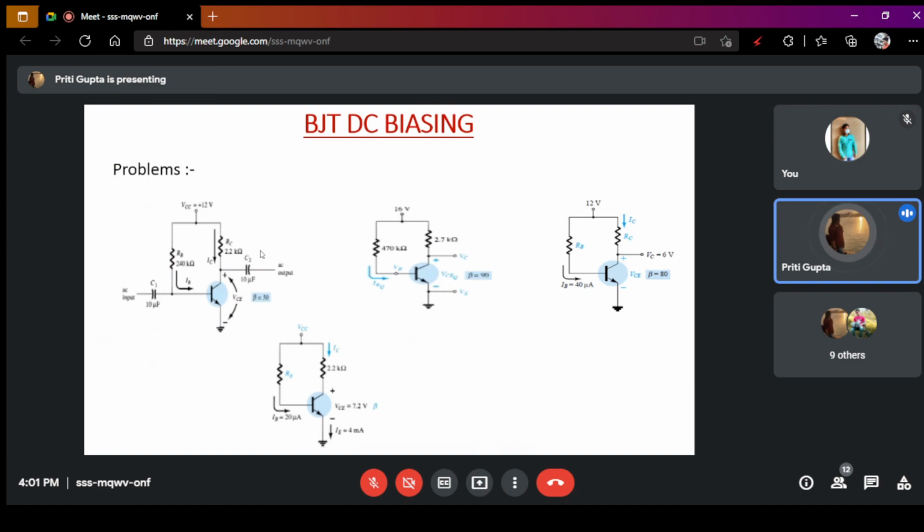In the next class, I'll check the answer and we will do some more problems. Then we will go to emitter stabilized bias, and the last one, that is the voltage divider bias.